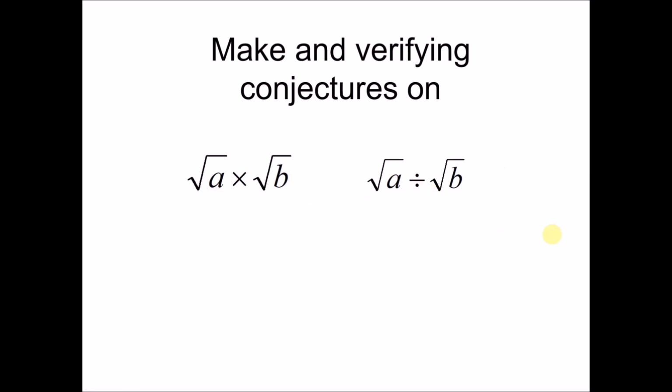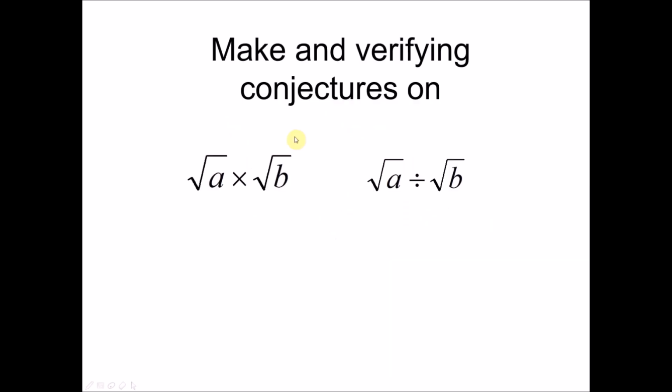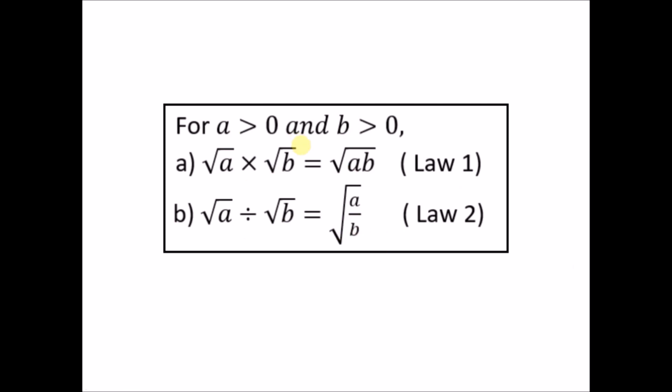So actually you can refer to a textbook on verifying the conjectures. So in this video, I'm going to jump straight to the conclusion where for A greater than 0 and B greater than 0, meaning positive numbers here, when you multiply surd A and surd B, you get surd AB. And when you divide surd A by surd B, you get surd A over B. We're going to use these two laws to help us solve the following exercise.